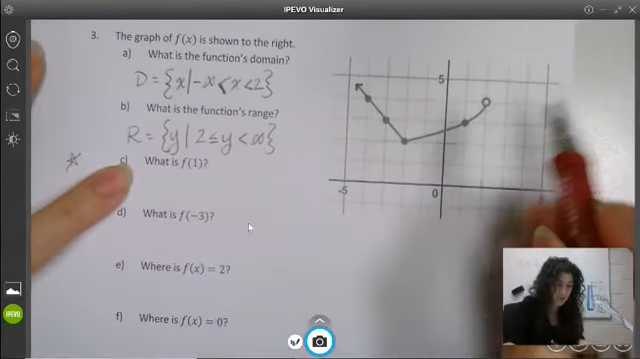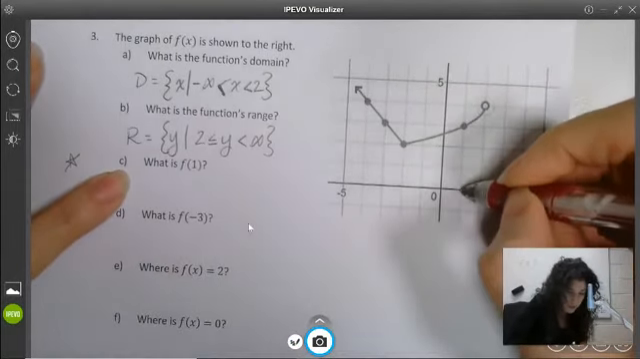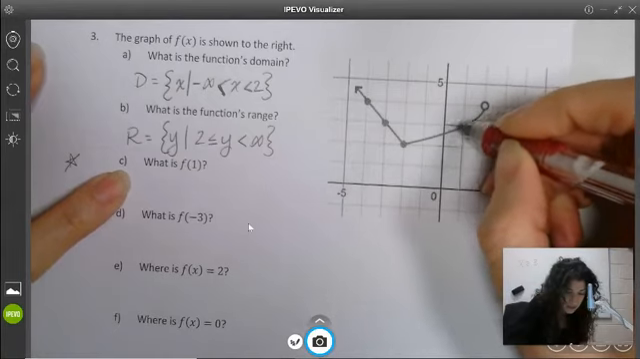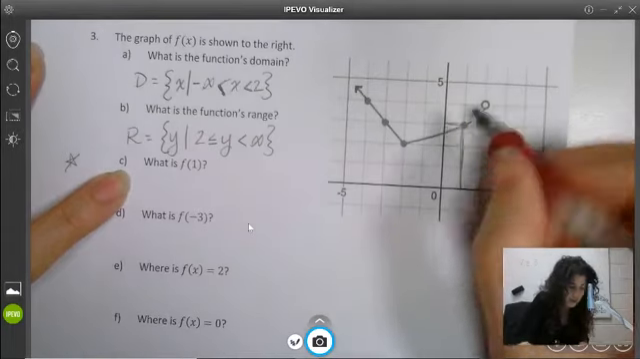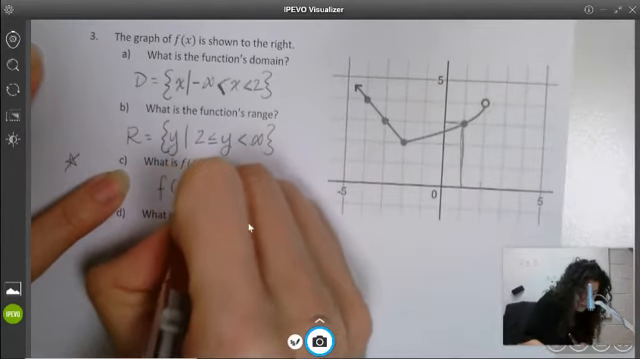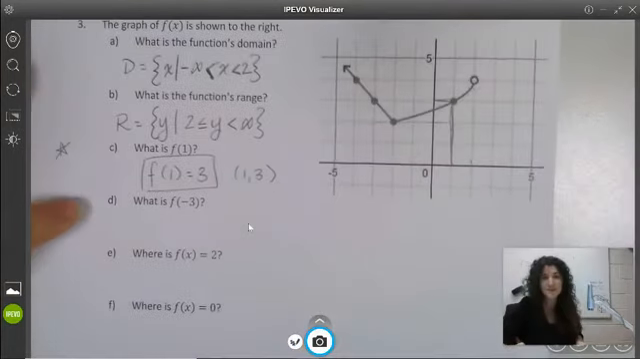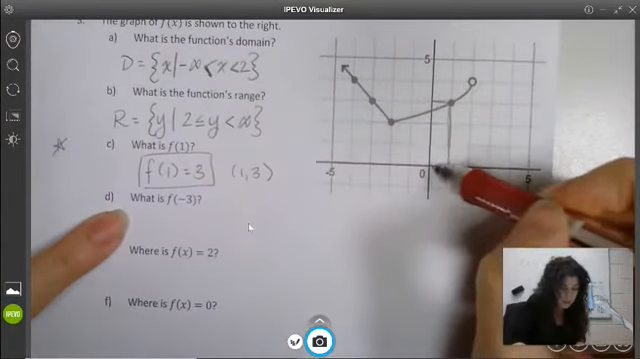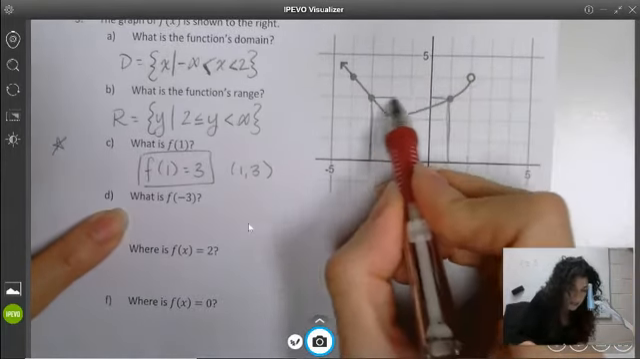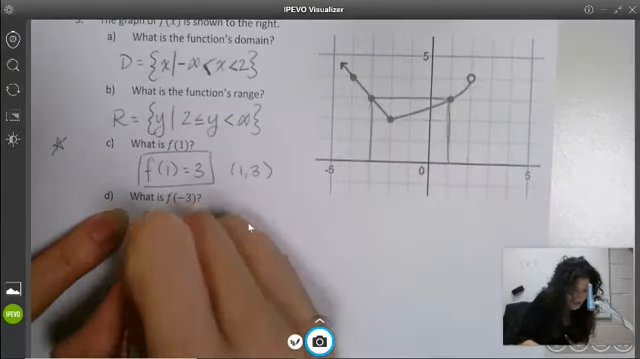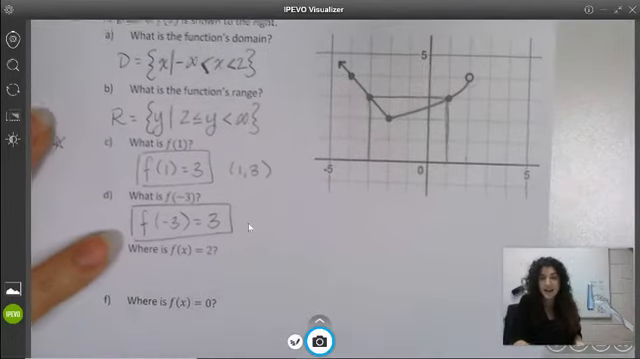f of 1. f of 1 means that when our x value is equal to 1, what is our y value? So you can draw your lines up this way and then over to the side if that helps you to visualize what's going on here. When x is 1, our y value is 3. So we can say f of 1 equals 3. That would be the point (1, 3). f of negative 3, I'm going to go over to negative 3, go up to my graph, and then over to my y-axis, and notice that f of negative 3 is also equal to positive 3.